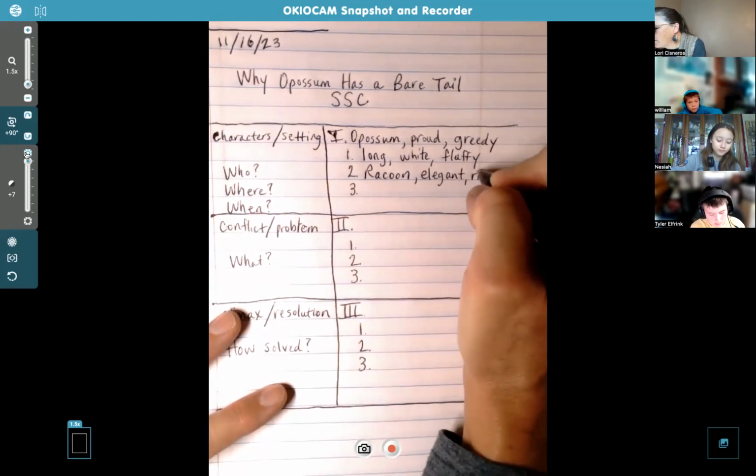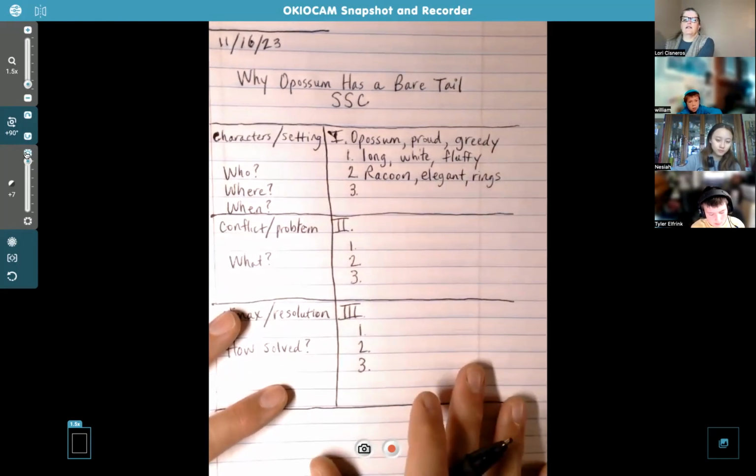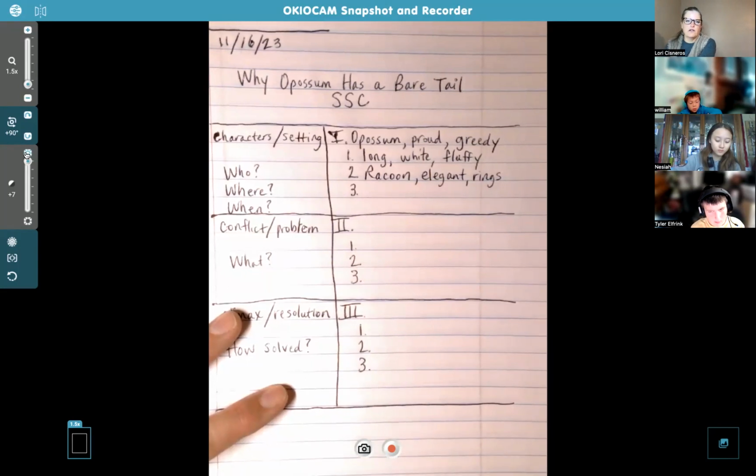Elegant. And then if you guys want to put something different, you can. Everybody's outline can be different. You don't have to copy it exact.